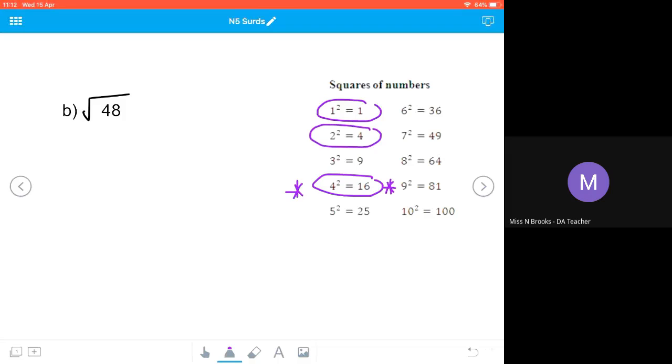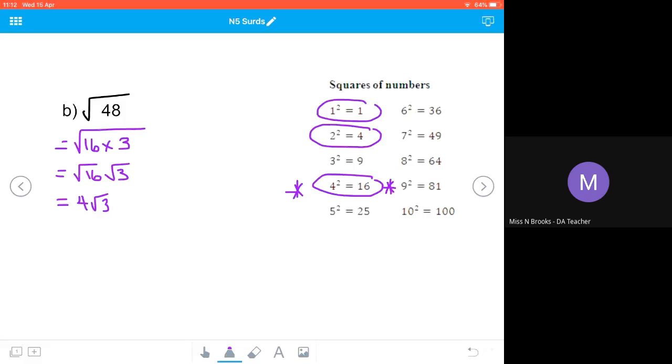So again, we're going to write our equals sign, and we're going to write our square root sign, and underneath it we're going to write 16 multiplied by, and 16 times 3 gives us 48. We're going to write it as two separate roots, getting rid of the multiplication sign, and then we're going to square root that root 16 to give us 4 root 3.